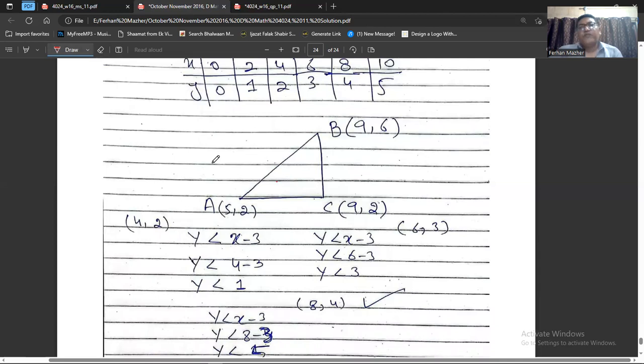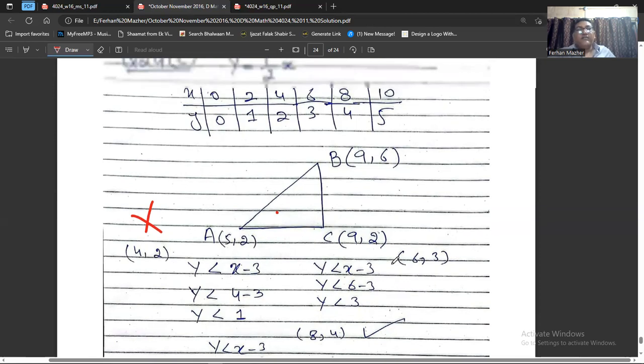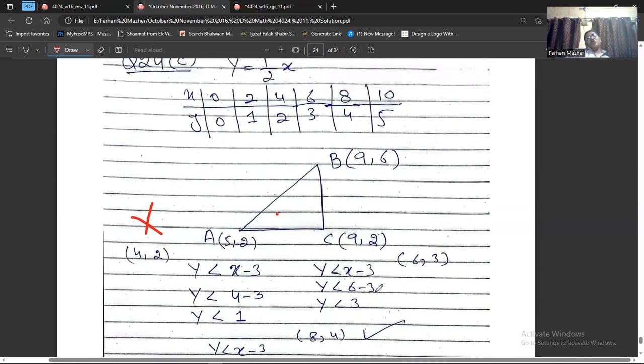Suppose the point 4 comma 2. I cannot take it straightforward. Why I cannot take? Because to be inside this area, the x value must be more than 5 and less than 9. So this point will be straightforwardly rejected. Then suppose I take this point 6 comma 3. For the x, it is satisfied.